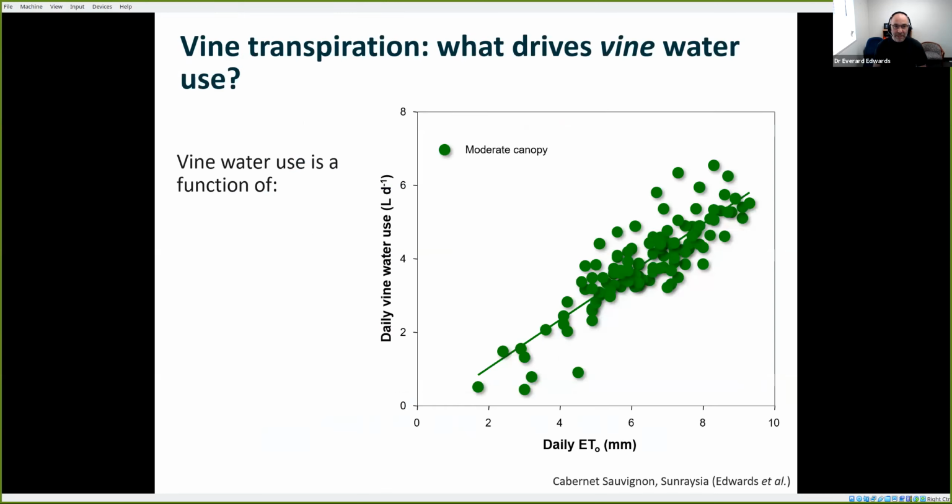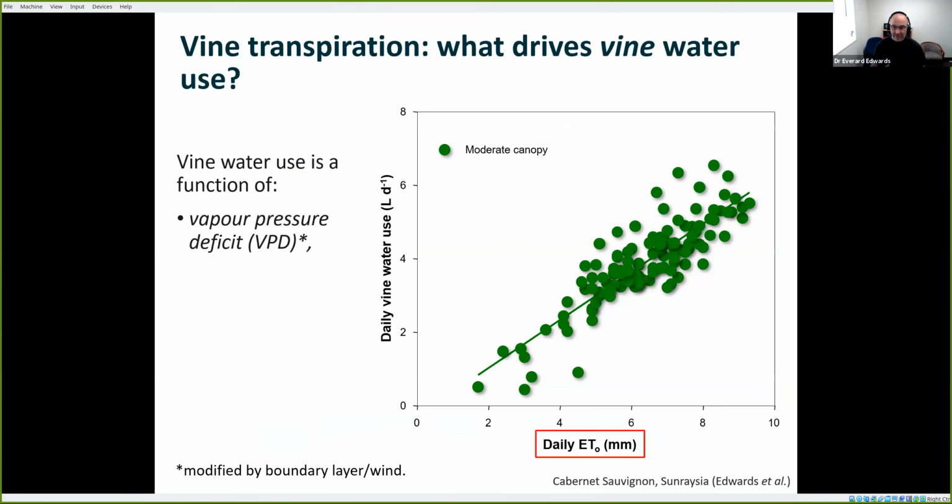sure you've all heard. So coming then to look at the vine transpiration, and this is also true of any cover crop that's in place, when we consider what's actually driving the water use of the vine itself, obviously one of the largest factors is the evaporative demand of the atmosphere. So we can consider the vapor pressure deficit of the air around the leaf.